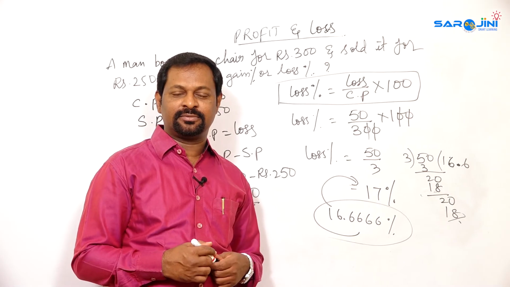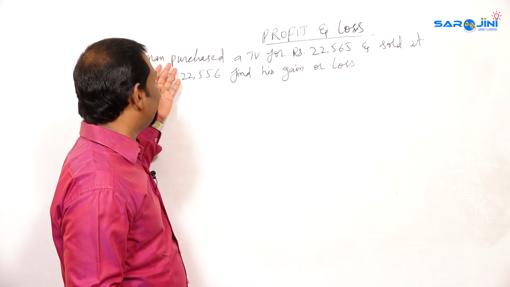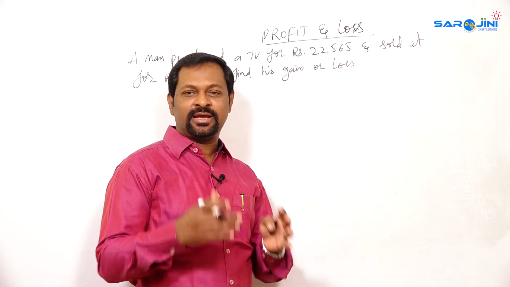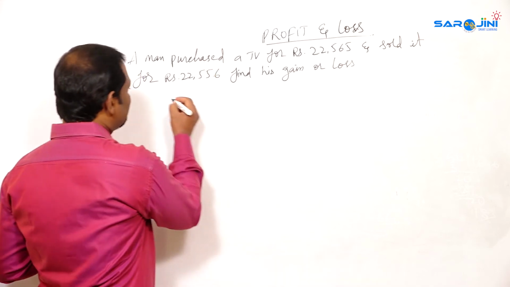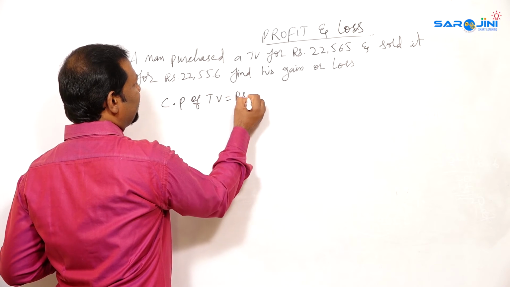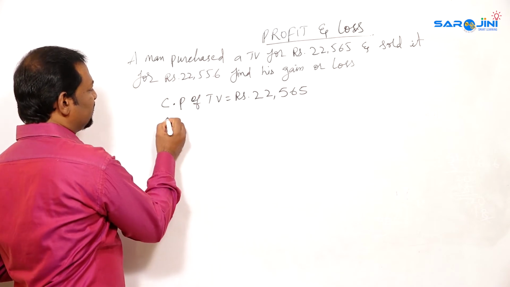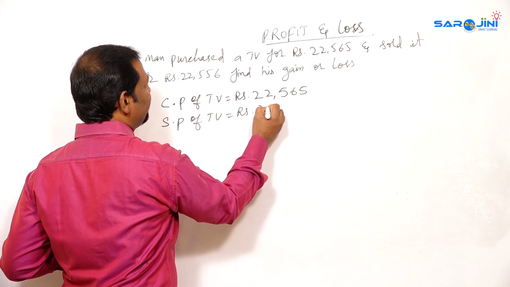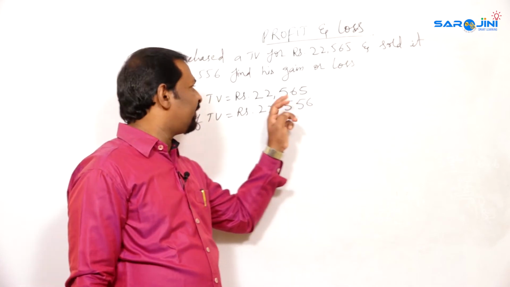We'll take one more example. Now here a man purchased a TV for 22,565 rupees. He has purchased it from a shop, so he has to pay it. That is the cost. So the cost price of the TV is equal to rupees 22,565, and he sold it for, that is the selling price. The selling price of the TV is equal to rupees 22,556. Now there is a small difference.